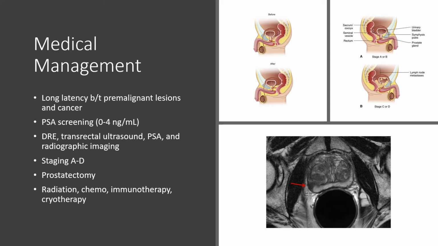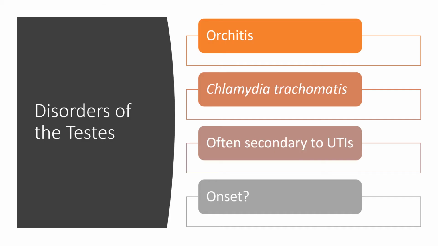The staging is based on an A through D scale. Don't worry too much about the staging. If the prostate cancer itself has not metastasized, if we can see on MRI that it's usually confined to the prostate, a lot of the times a prostatectomy would be ordered along with appropriate radiation, chemo, and other types of cancer treatments in order to attempt to eradicate the carcinoma, or sorry, the neoplasm.